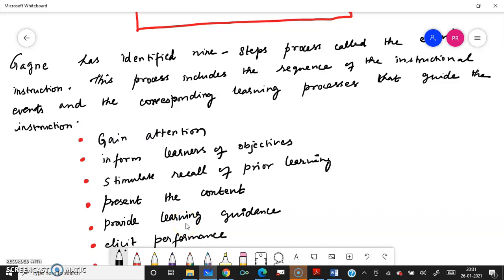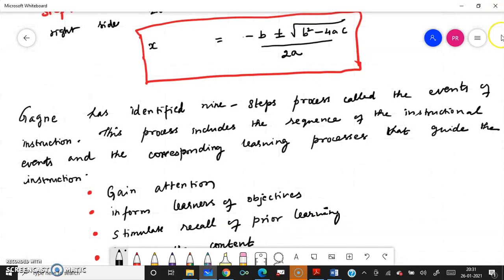Gagné has identified a nine-step process called the events of instruction. This process includes the sequence of instructional events and corresponding learning processes that guide the instruction. So according to him, there are nine steps. If you follow the nine steps, you are in a position to teach the children, right? So what are the nine steps we'll be seeing?